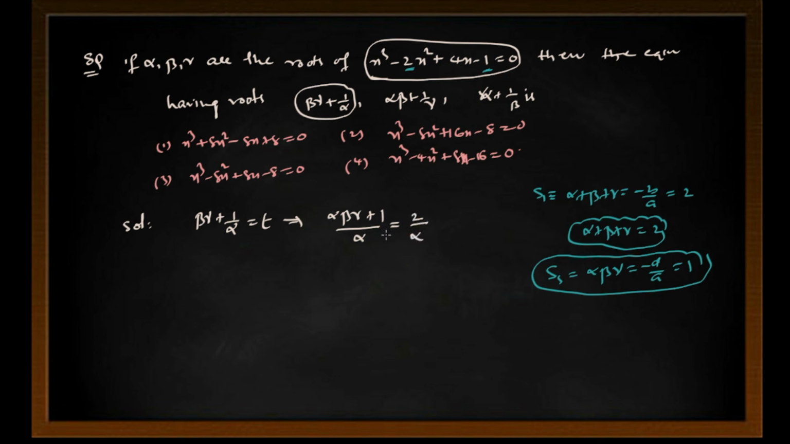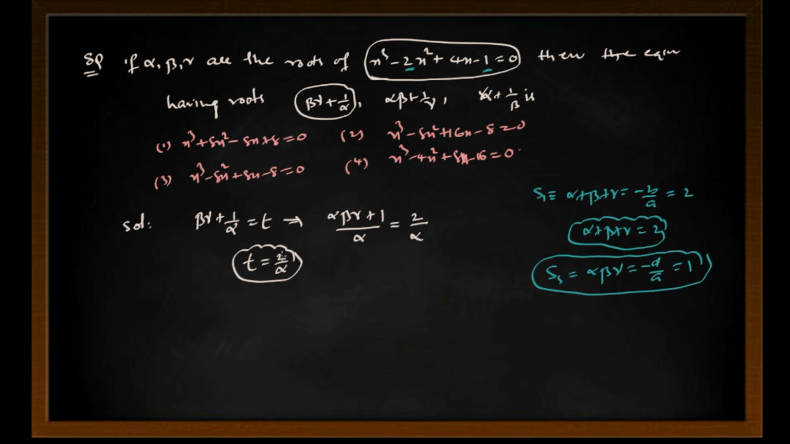So this is one of the roots. In the place of t, our expression is 2 by alpha. So alpha is the root of this equation. So the required equation is f of x, the required equation is f of t.